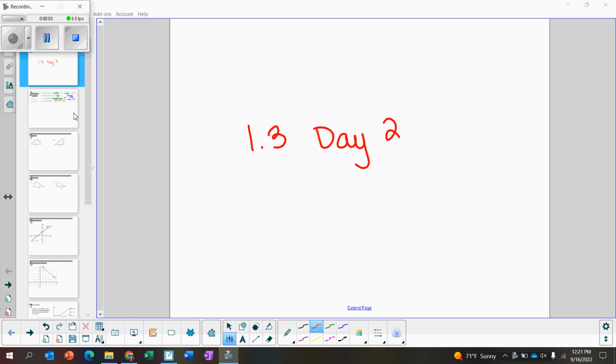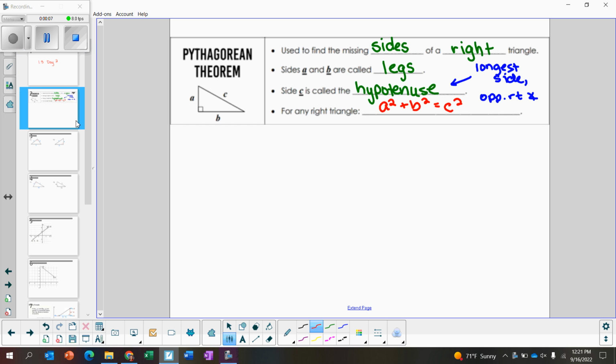This is a continuation of lesson 1.3 in geometry. So the Pythagorean theorem is used to find the missing sides of a right triangle. In our picture, the sides labeled A and B are called legs, while the side labeled C is called the hypotenuse.